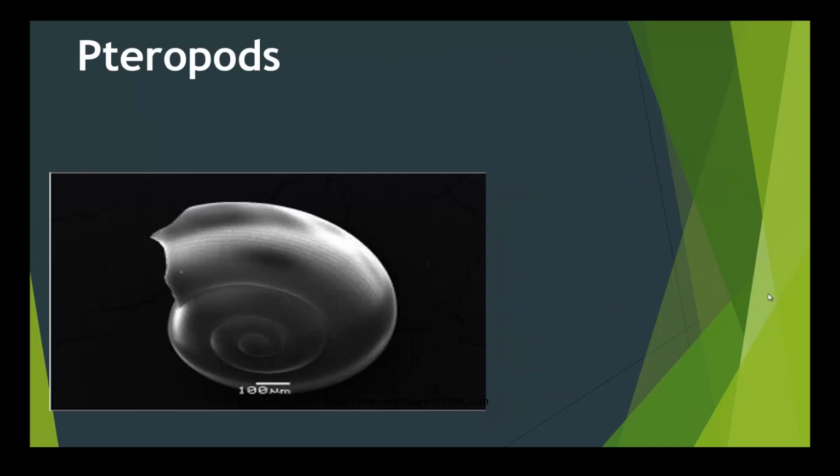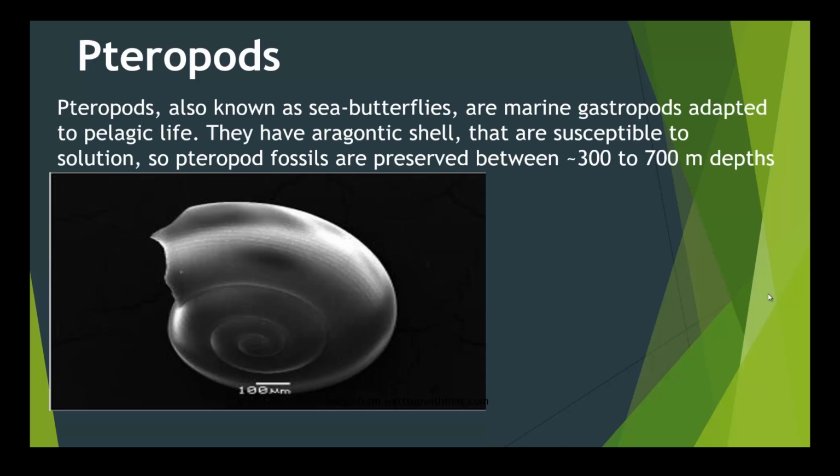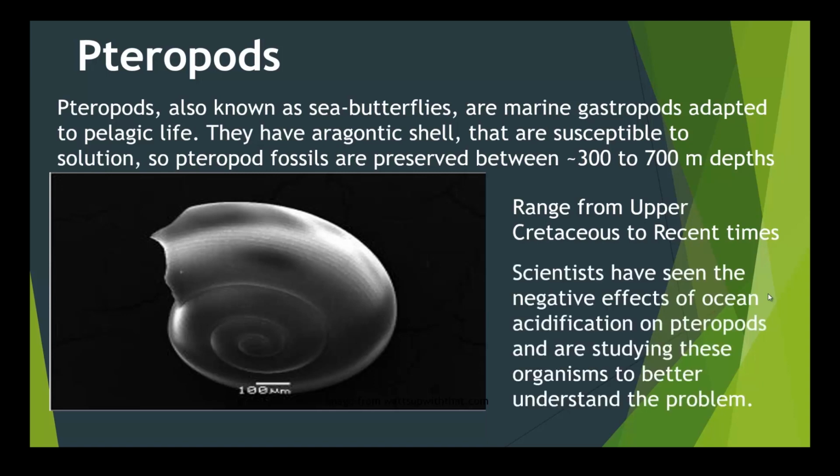Pteropods are another kind of calcareous microfossils. Pteropods are also known as sea butterflies. These are marine gastropods adapted to pelagic life. They have aragonitic shells that are very susceptible to dissolution. So, pteropod fossils are preserved only between depths of 300 to 700 meters. Scientists have seen the negative effects of ocean acidification on pteropods and are studying these organisms to better understand the problem. Pteropods range in age from Upper Cretaceous to recent times.